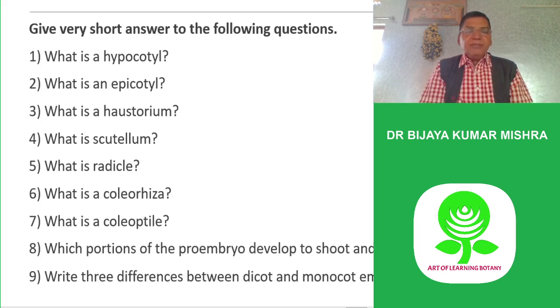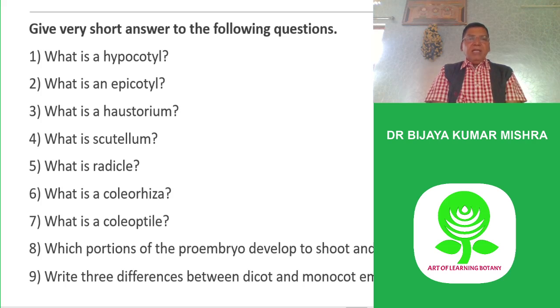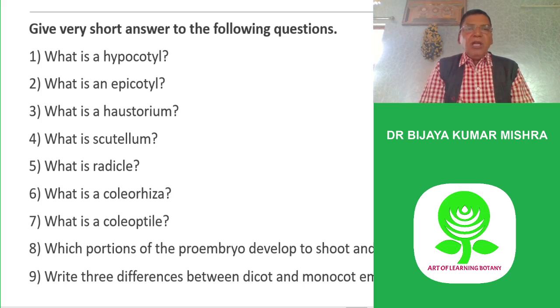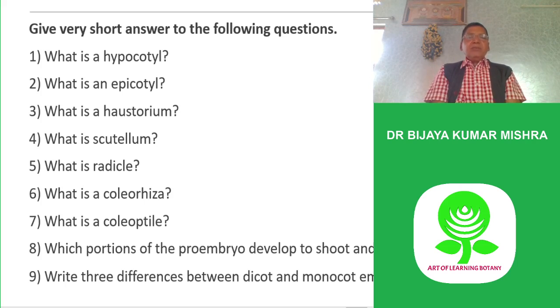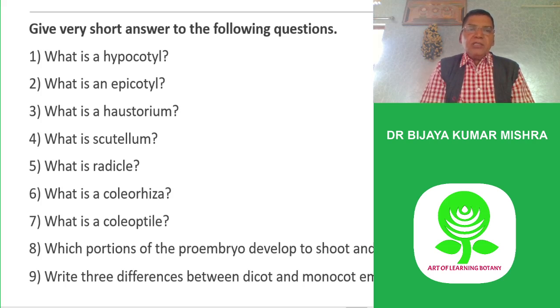What is a haustorium? Haustorium is the distal cell or the terminal last cell of the suspensor, also called a vesicular cell. It brings nutrition from the endosperm. What is a scutellum? Scutellum is a shield-like cotyledon found in monocot. It increases surface area for absorption of nutrition from the endosperm.